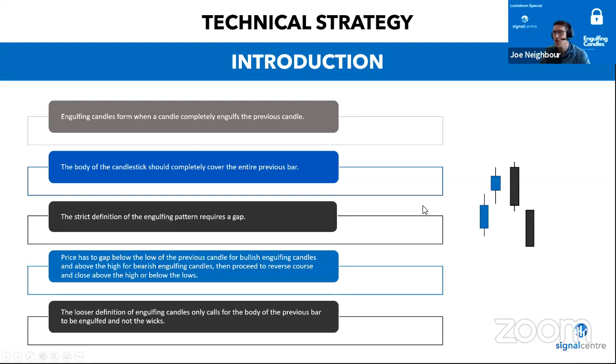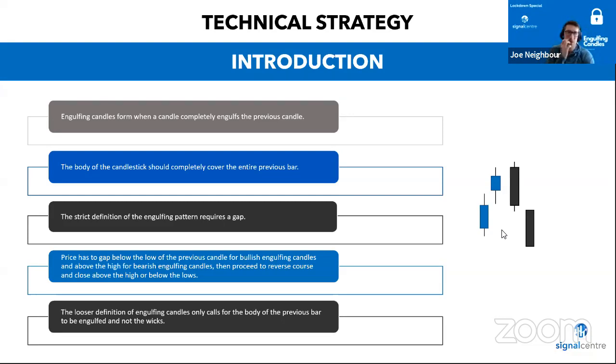The strict definition of an engulfing candle requires a gap, which we do have here. So the top of the body of the candle was the previous close. The next open is up there at the body of the candle, which has been a gap higher. Price has to gap below the low of a previous candle for a bullish engulfing and above the high of the bearish candle for a bearish engulfing, but that doesn't often happen now in markets.